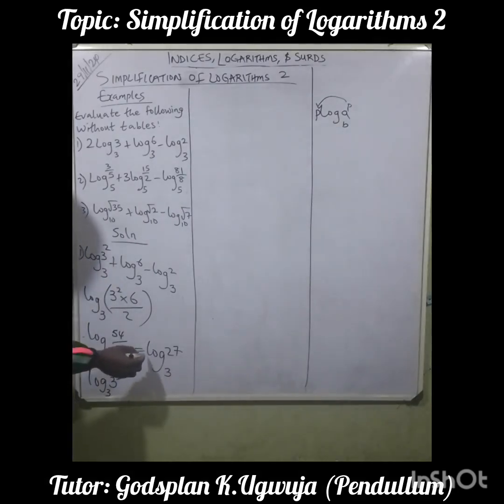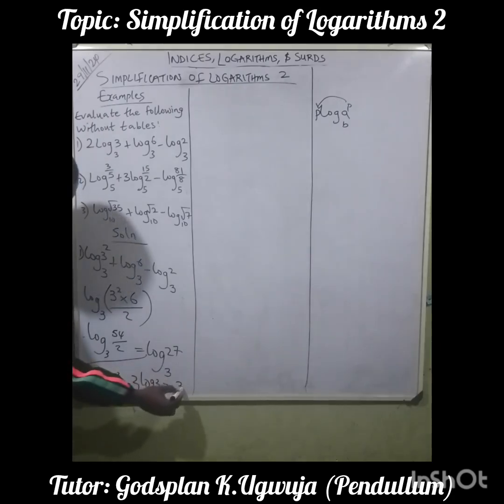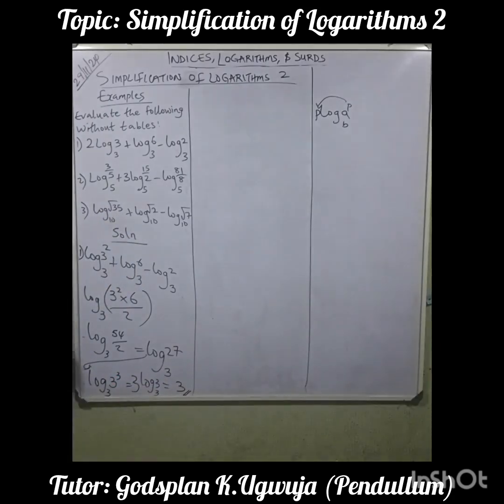Okay, so I can write 27 as 3 raised to power 3. And of course, this 3 here can come back. So this will give me 3, this 3 will come back, log 3 base 3. And you also know that any logarithm of a number to the same base is 1. So log 3 base 3 is 1, meaning that my answer here is 3. Alright, so this is not difficult at all.